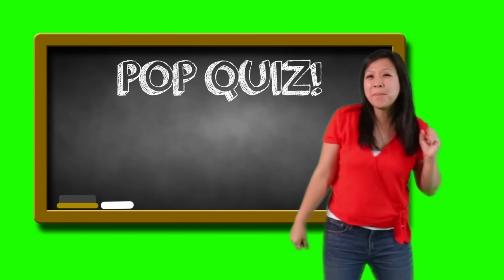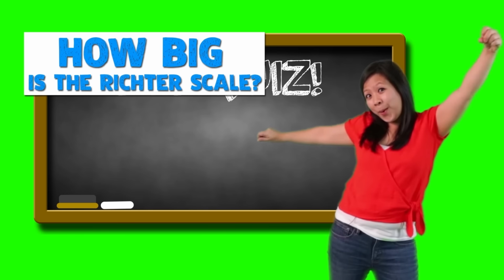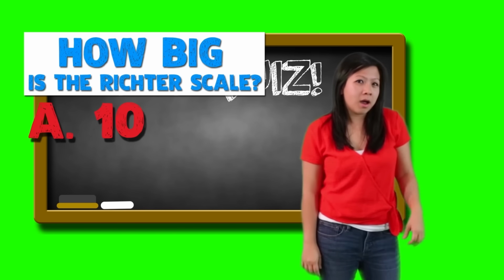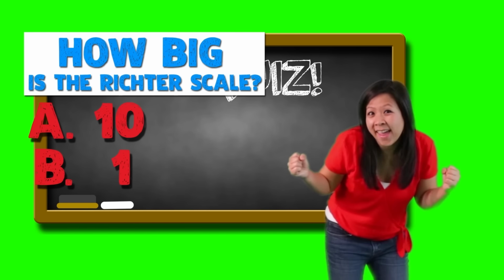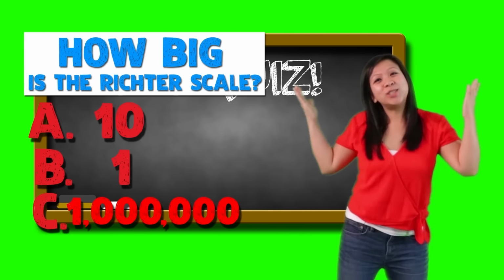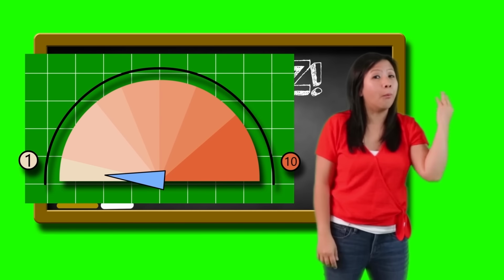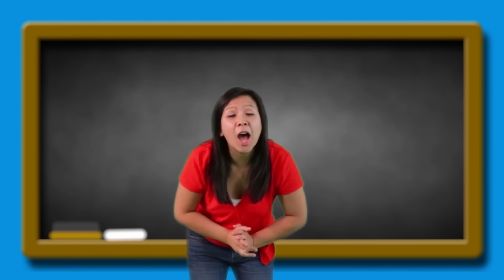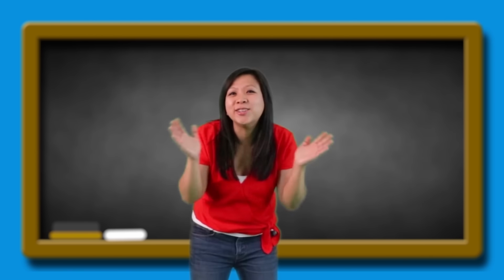Final question, number 3. How big does the Richter scale go? A, 10, B, 1, or C, 1 million? That's right, the answer is A, which is 10. The Richter scale goes from 1 all the way to 10. Yay, good job, you guys answered all the questions correct. And if you didn't, it's okay, just try again. Good job, thank you for trying.